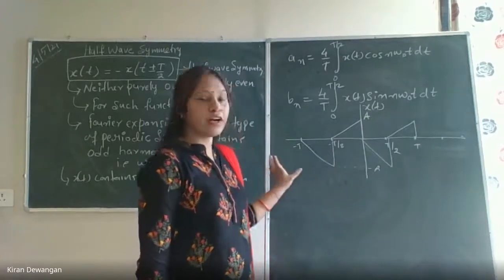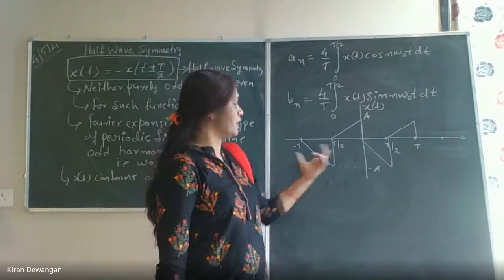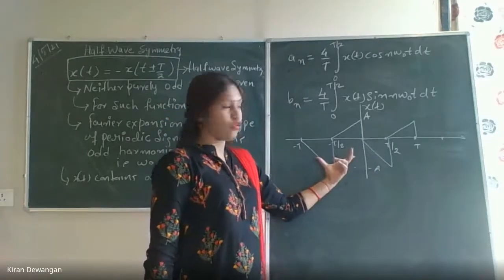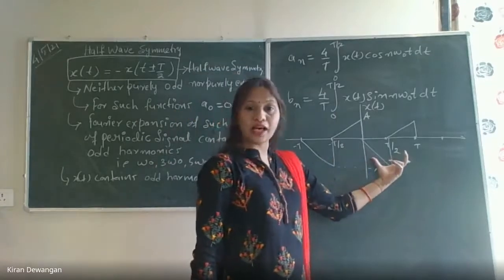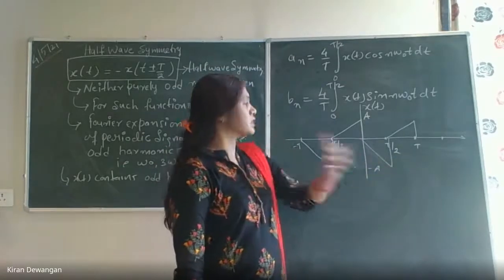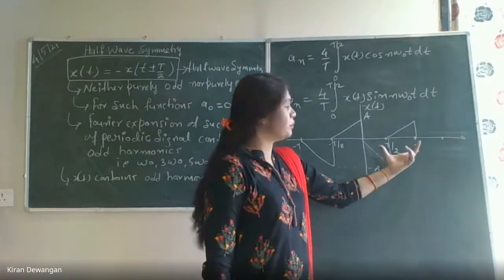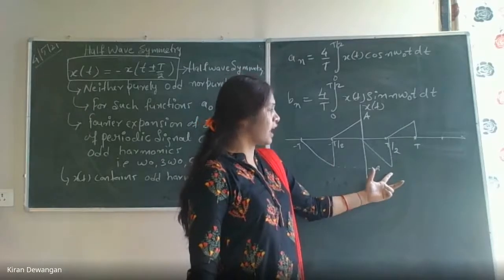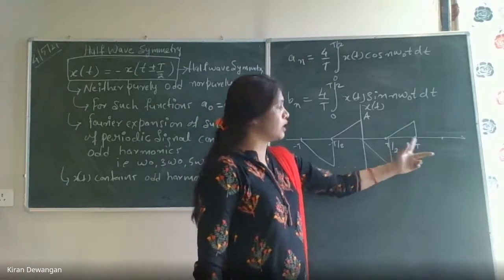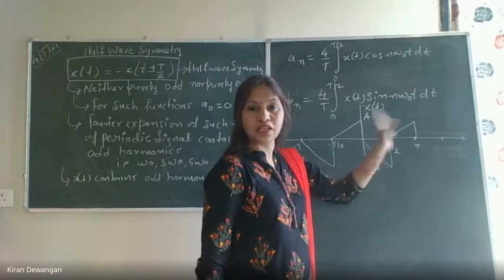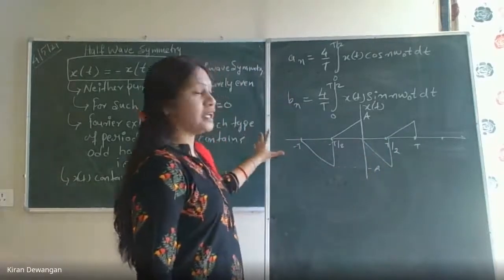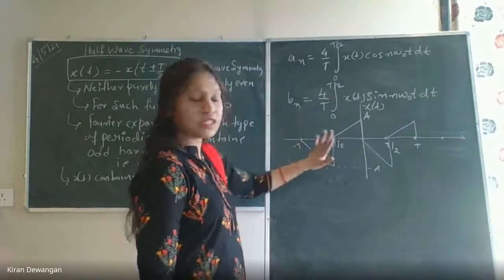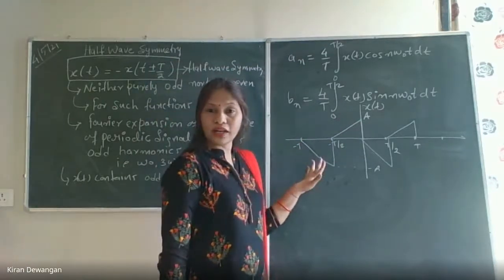Yes, it is periodic. How come? Because whatever is the waveform from minus T to 0, it is repeating from 0 to T as well. That means the fundamental period is just T. It is in negative direction from 0 to T by 2, and from T by 2 to T it is in positive direction. But in any case, it is neither an even signal nor an odd signal. It doesn't look odd or even at all, right?